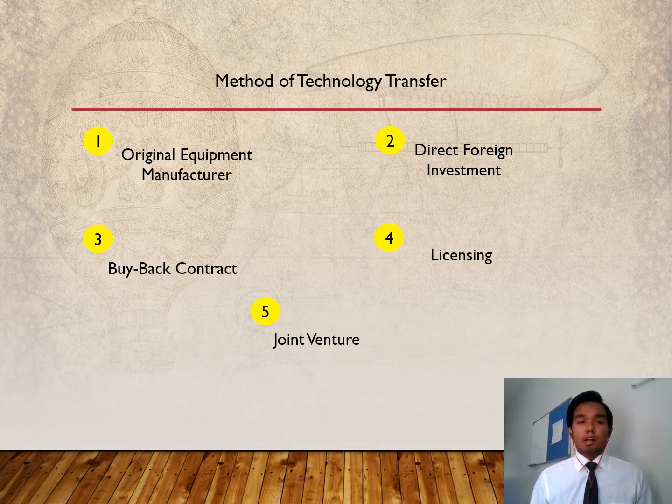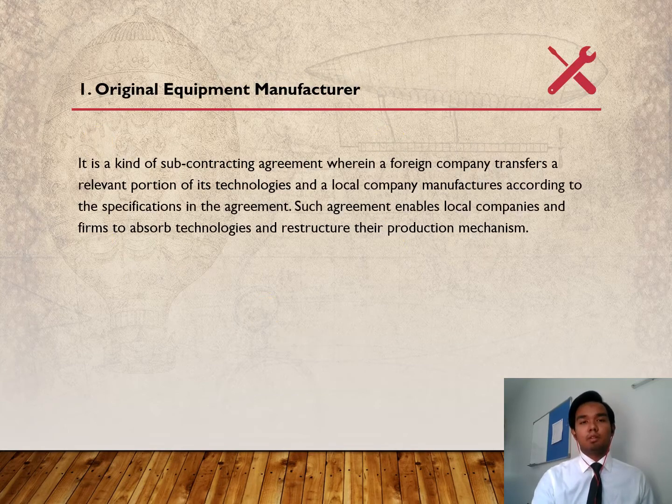So there are five types of technology transfer that I would like to cover in this slide. The first one is OEM, original equipment manufacturer. Second one is direct foreign investment. Third one is buyback contract. Fourth one is licensing. And fifth one is joint venture.